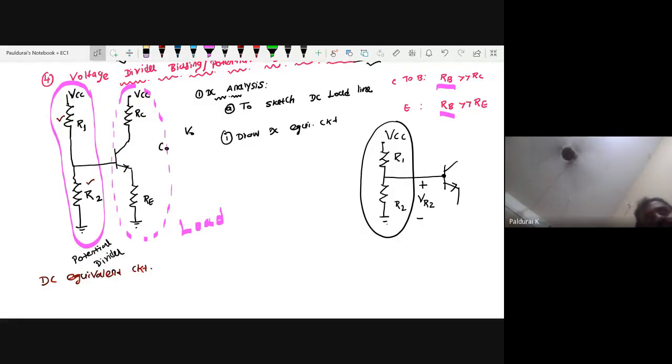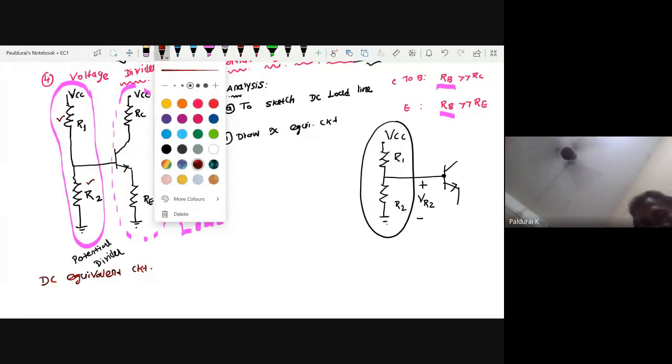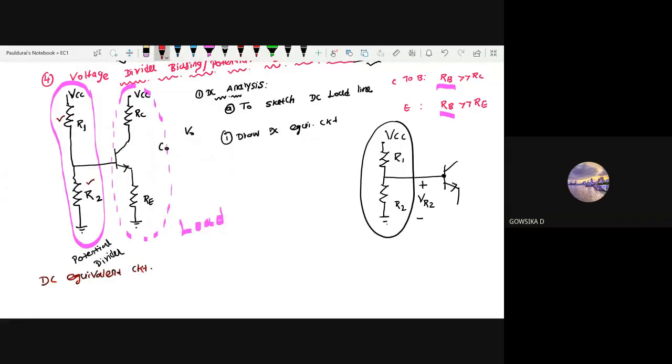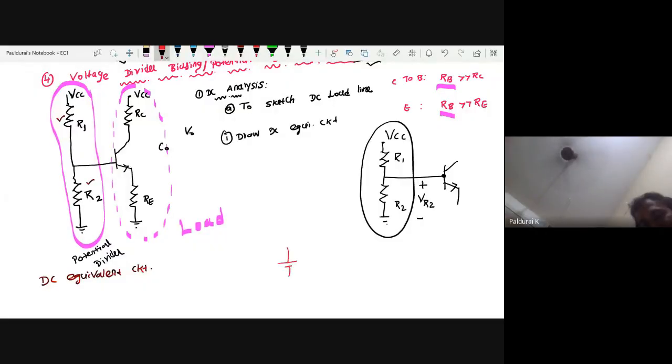So I'm going to apply the Thevenin theorem to draw the equivalent circuit. Anyone, what is the procedure? What is the Thevenin equivalent circuit? Any complex circuit can be replaced by a voltage source in series with a resistance. Here you will connect this load RL. The voltage source is called VTH and the resistance is called RTH. So you want to calculate VTH and RTH.